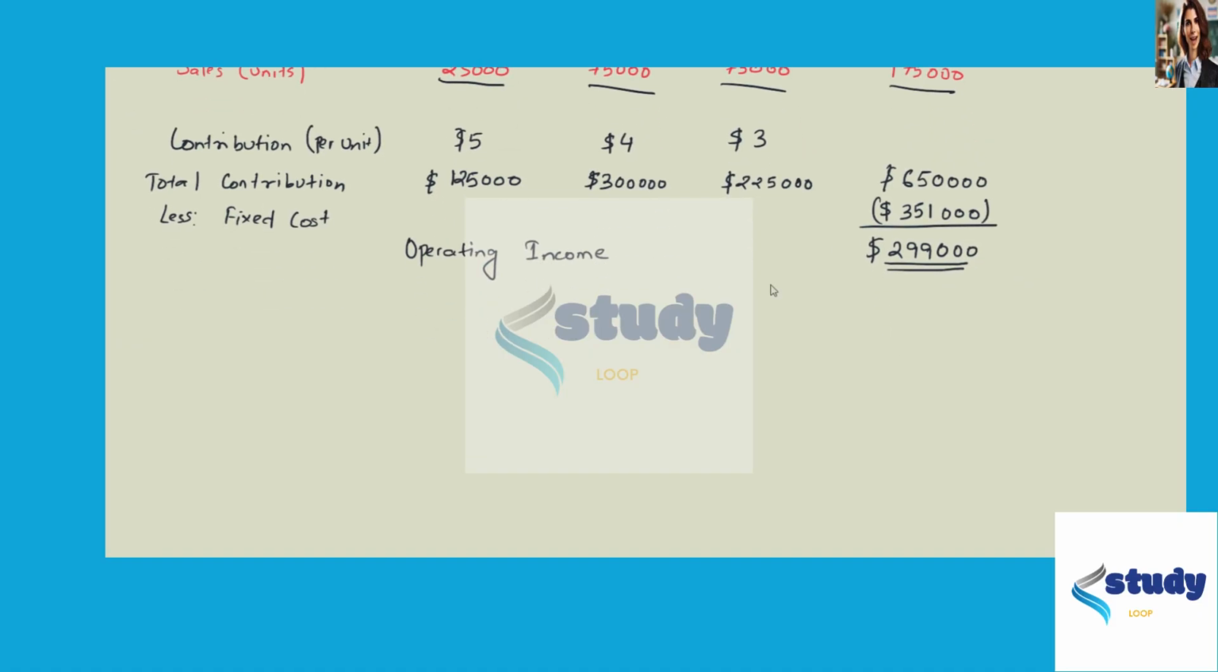we will be doing the calculation similarly to what we have done in question number 1. So in order to calculate break even point in units, what we need to have first, we need to have our total fixed cost. So total fixed cost is same, that is 351,000, divided by total contribution, that is $650,000. This will be 0.54. And now what we will be doing, we will be multiplying the sales mix proportion with this figure.